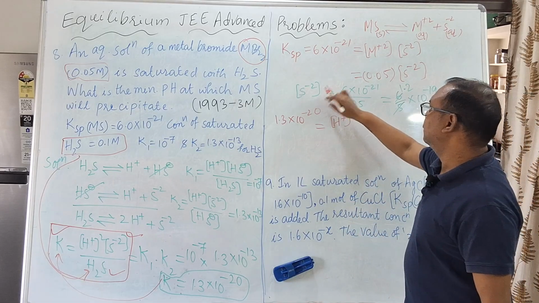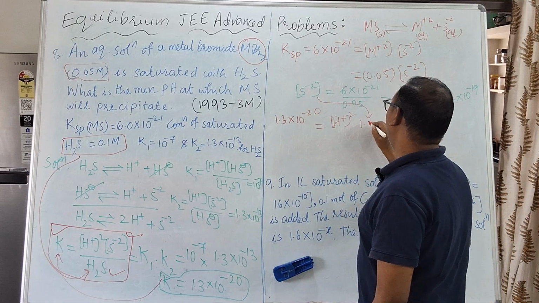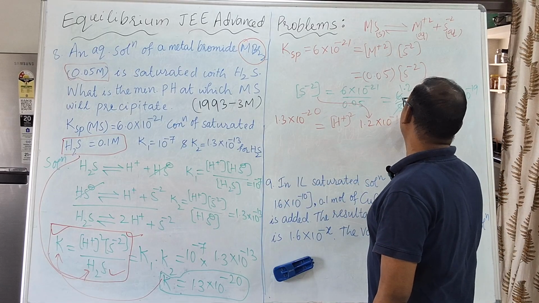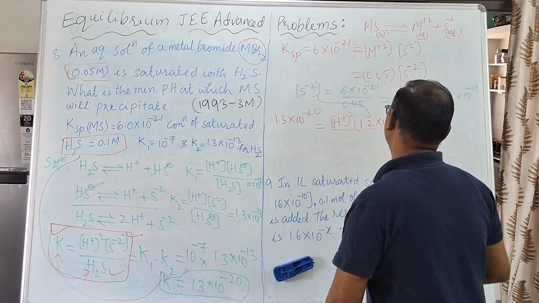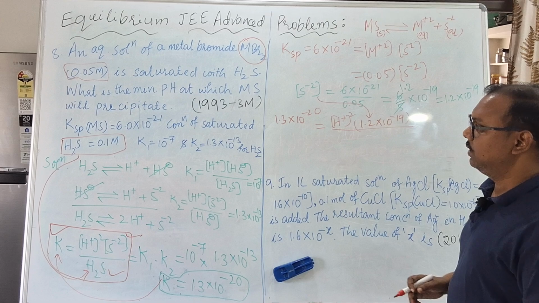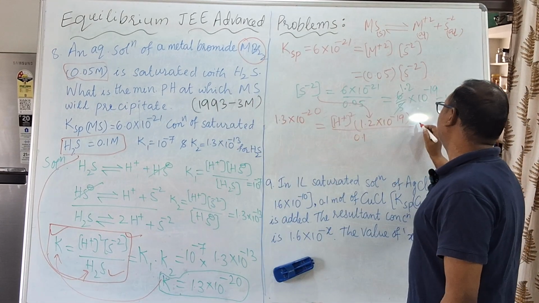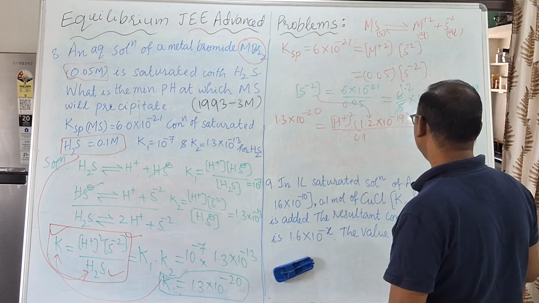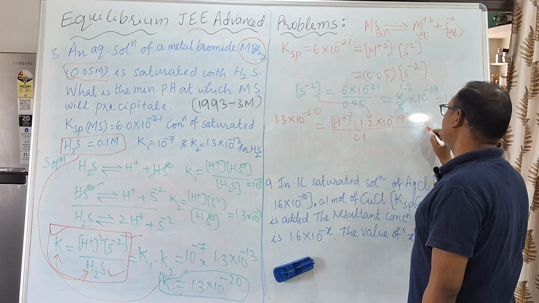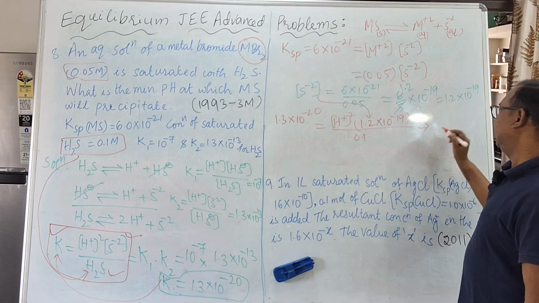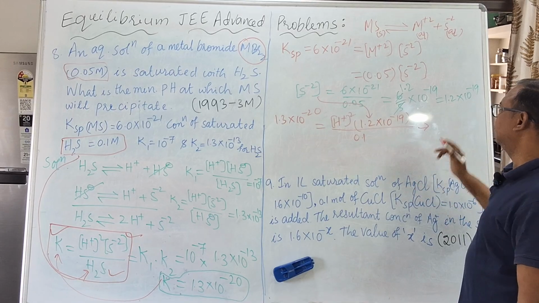Concentration of S minus 2 is given what here? You just substitute this. Concentration of S minus 2 is 1.2 into 10 power minus 19. And the concentration of H2S is given as 0.1, just substitute the value. That can be written as, I am going to rewrite the equation. It implies H plus concentration is equal to, we rewrite the equation.